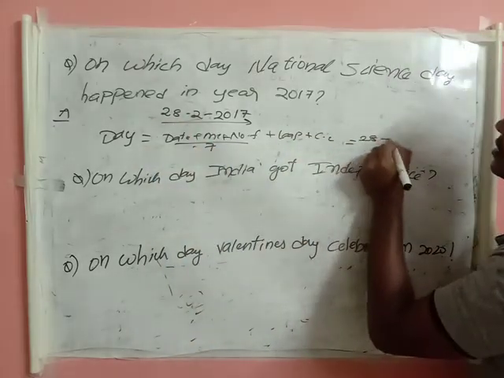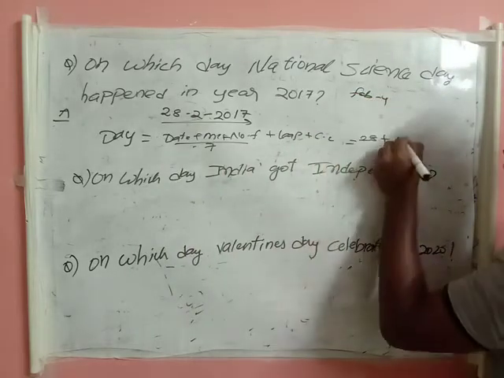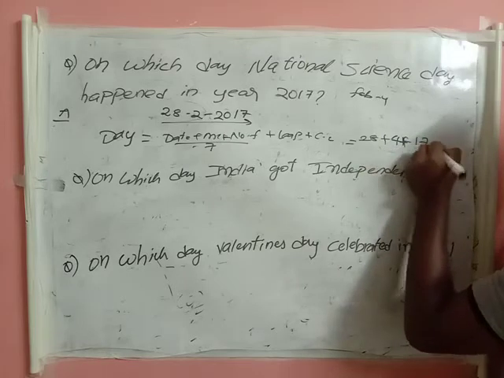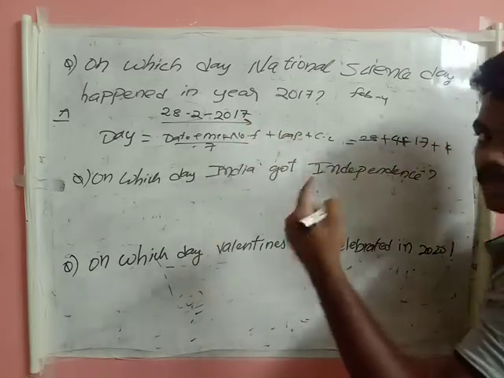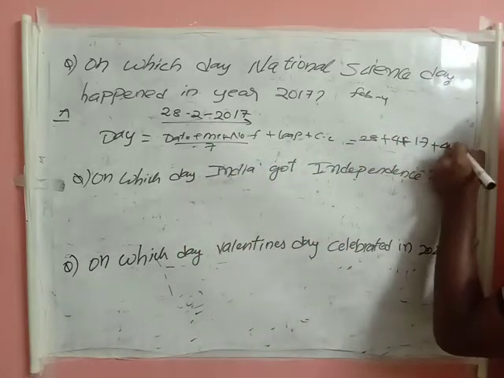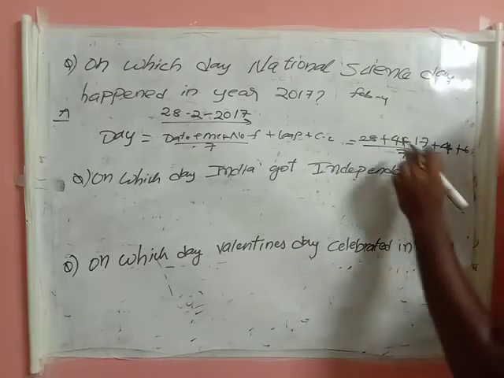28. So 28 plus month code. February month code is 4, plus number of years. So 17 is my years. The number of leap years for 17, you will be getting 4, which I have already told you in the last test. And the century code for 2017 is 6, divided by 7. So you just try to add all these things.